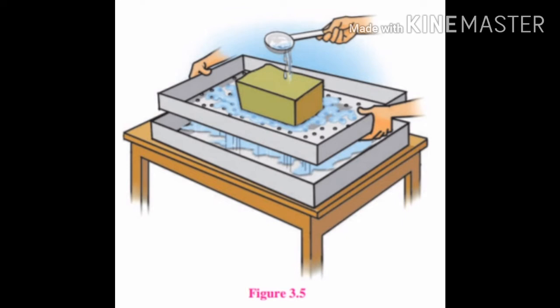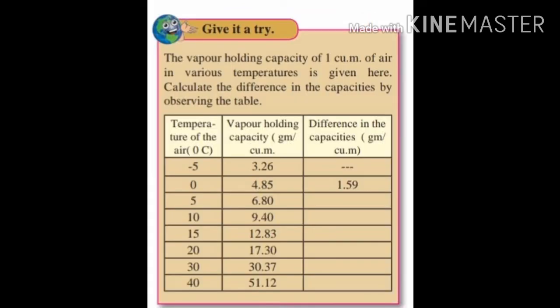It means the temperature of the air starts decreasing as we go higher. So as per this rule, as we go higher, the vapor holding capacity of the air decreases. And the following table will make it clear. So let's learn the table. Give it a try. The vapor holding capacity of 1 cubic meter of air at various temperatures is given here. Calculate the difference in the capacities by observing the table.